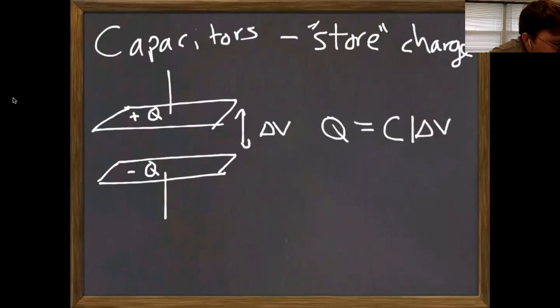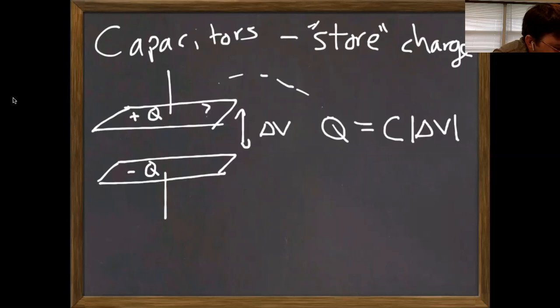And I'm going to throw some absolute value signs on here because C is always positive. Q is the amount, the magnitude of charge. So it's how much positive charge is there. And delta V is how big the potential difference is. Now, if you reverse the direction of the voltage, you're going to reverse the direction of the charge, and you're going to put positive Q on the other plate.